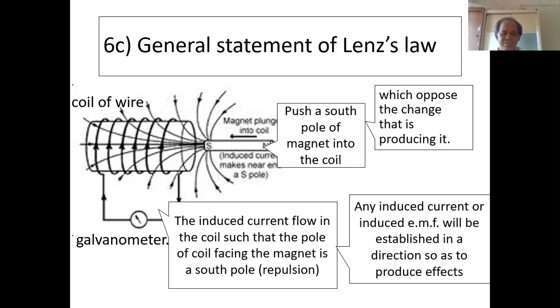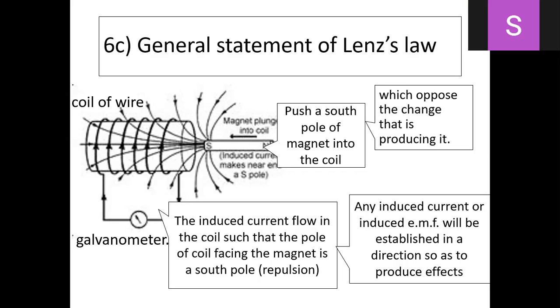Lenz's law: you want to oppose the current flow, so you oppose what you are doing. That's why we summarize it as the law. It's a bit odd, but that's the law. You push in a south pole, you want to oppose, so the current flows such that it's a south pole to oppose it. When you pull out, you want to oppose your motion, you want to pull your magnet in again, so it becomes a north pole. That's all.